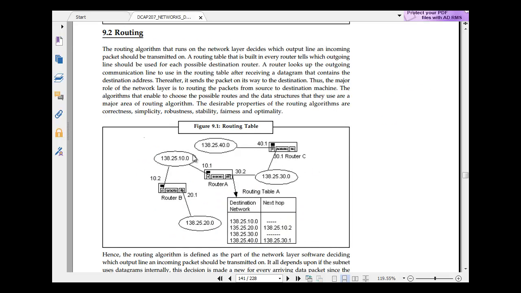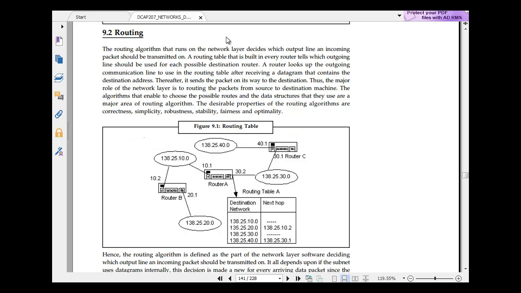Let's look at this. So you have router A, you have router B, and the destination networks such as 135.25.20.0 and 135.25.0.0, with next hops such as 10.1, 10.2, and 30.2.